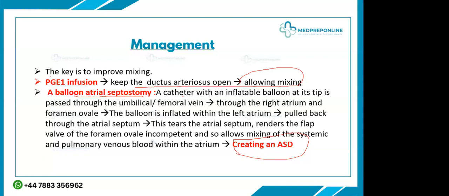So a catheter with an inflatable balloon at its tip is passed through the umbilical or femoral vein through the right atrium and the foramen ovale. The balloon is then inflated within the left atrium and then it is pulled back through the atrial septum, and this tears the atrial septum, renders the flap valve of the foramen ovale incompetent, and so allows the mixing of the systemic and the pulmonary venous blood within the atrium. Which means you have created an atrial septal defect to provide the mixing of the systemic and the pulmonary circulation.